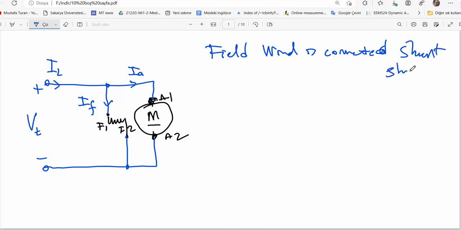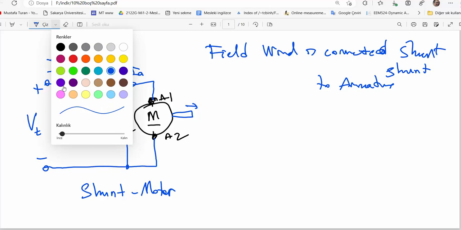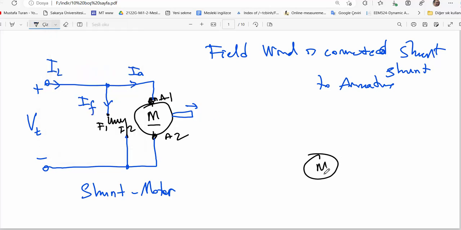in shunt to the armature. So that motor is called a shunt motor. That is just a connection. Here is the mechanical output, the shaft, and again let's say here is a motor.